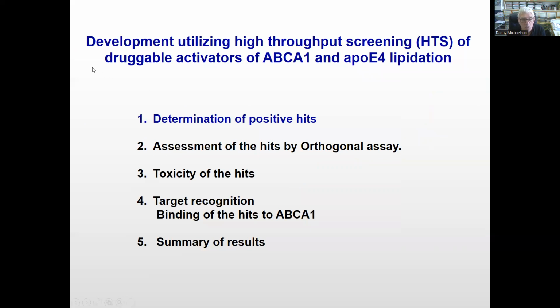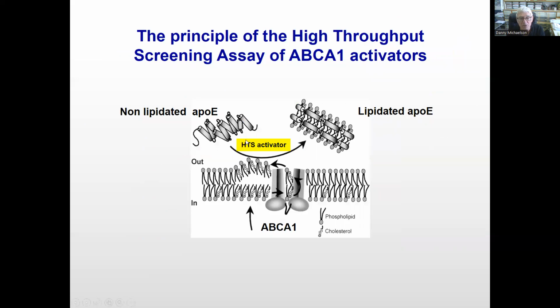So what we do, after we start our high throughput screening, is look for the positive hits, meaning drugs that increase cholesterol efflux. We have a few sets of criteria that have to be fulfilled, one after the other. So this is the first criterion.